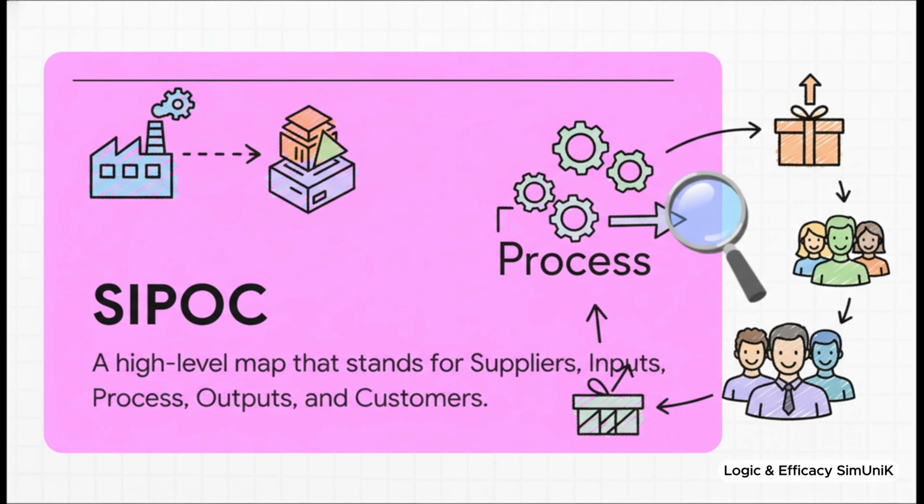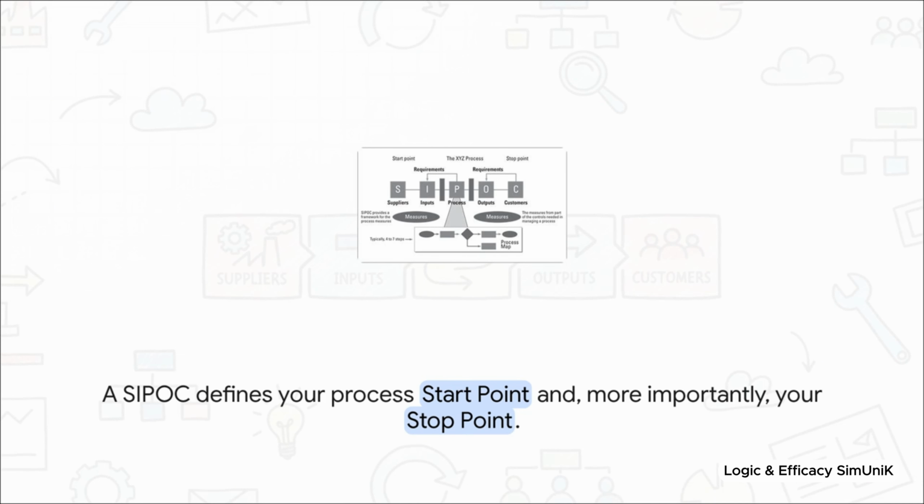So, what's this tool? It's called SIPOC. It's just an acronym, pretty straightforward. It stands for Suppliers, Inputs, Process, Outputs, and Customers. Think of it like a high-level map that gives everybody one single clear picture of the whole operation. And this right here, this is the most important thing SIPOC does. It's not just a list of steps you follow. Nope. It's a framework for setting real, concrete boundaries. It defines your start point, what you accept, and your stop point, what you deliver. Without those two things, accountability is basically impossible.